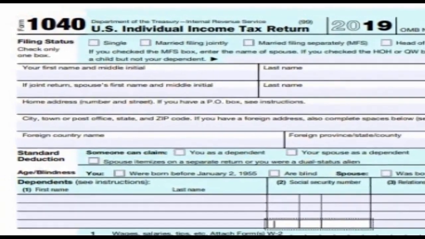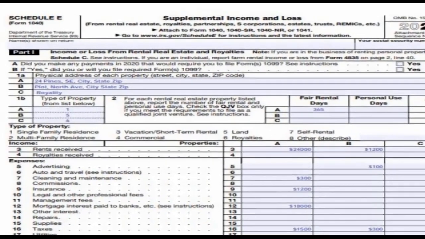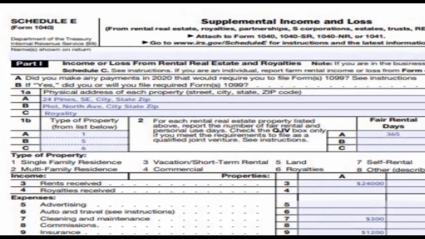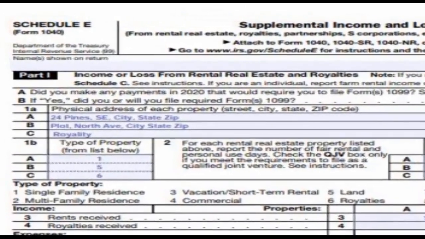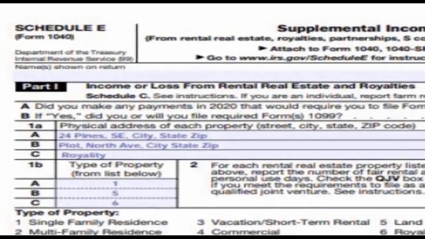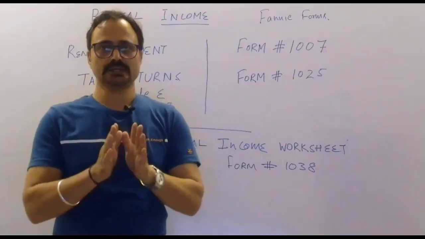On your screen you can see the tax returns, and from the tax return you can see Schedule E part 1. From this part 1 you can easily navigate through the different properties and see the income, and calculate it. Now the next question is how to calculate the income.